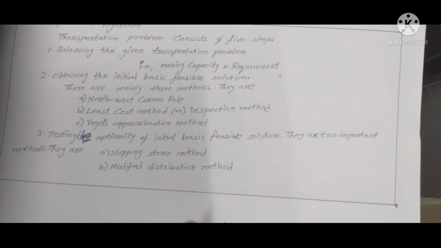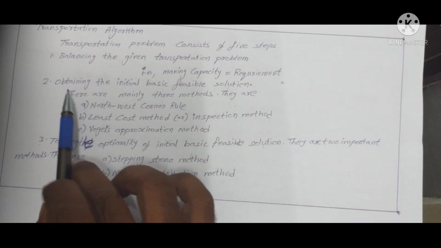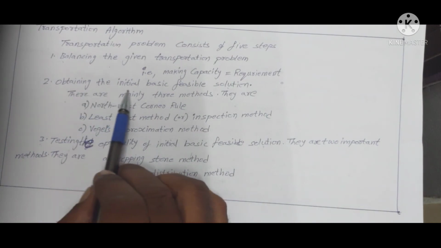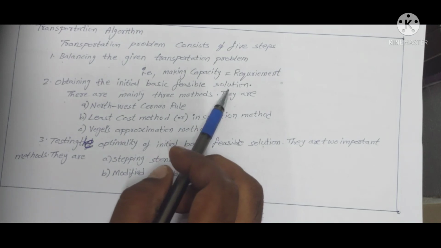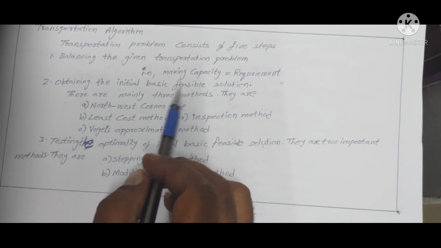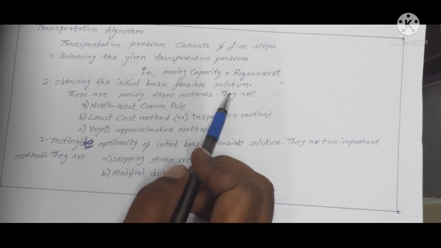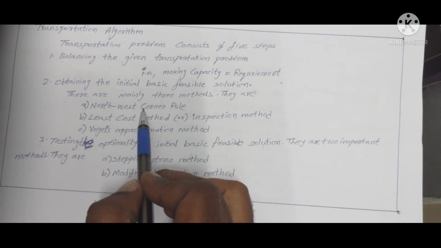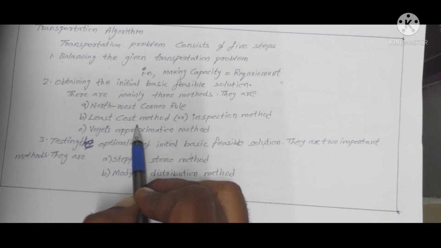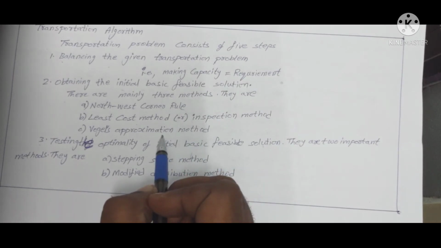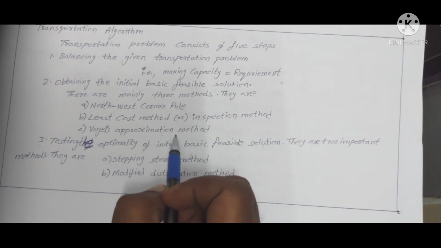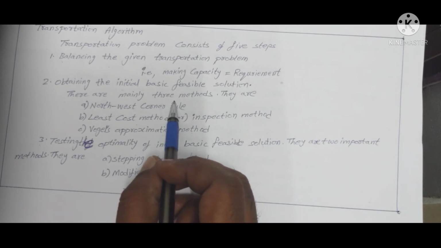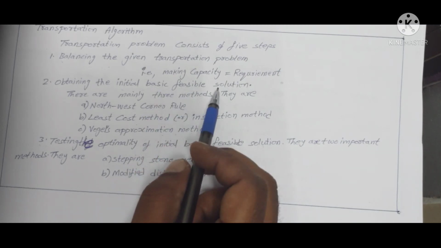And coming to the next step, what is the second step? Obtaining the initial basic feasible solution. So how to get the initial basic feasible solution? There are mainly three methods. First one is the northwest corner rule, second one is the least cost or inspection method, and third one is Vogel's approximation method. So by using these three methods, we can get an initial basic feasible solution for a transportation problem.